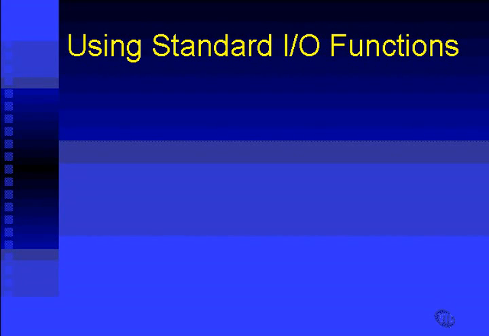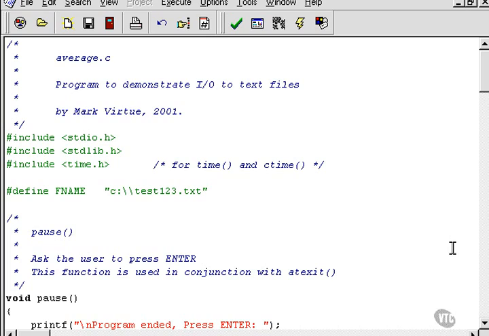Let's look at some examples of the standard I/O file functions. This is average.c. It is a working program. I have completed it because it actually takes quite a while to write these programs, and I didn't want to waste your time while I wrote it. So I'll just walk you through it and show you the important and relevant parts to it. Let's have a look.